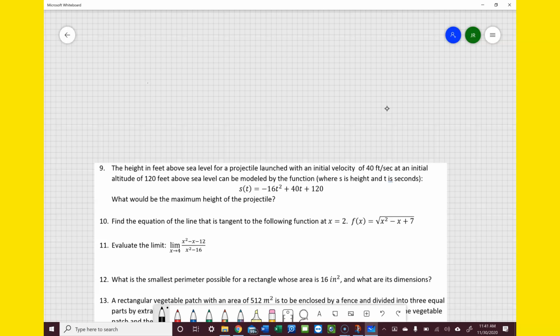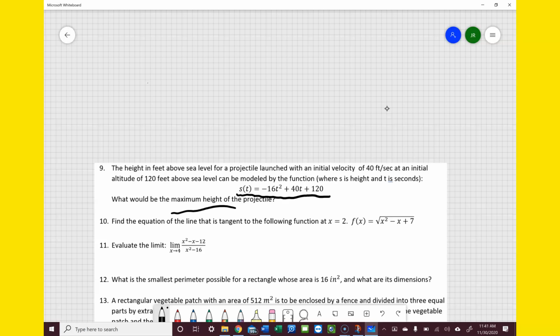So number 9, it gives us a function for the height of a projectile that's launched. And so here's the function for the height. And it wants to know the maximum height of the projectile. So if we could graph this function in our calculator, and if you get a reasonable window, then you could find the maximum height by finding the maximum in the calculator.